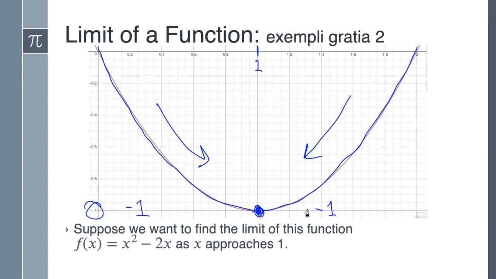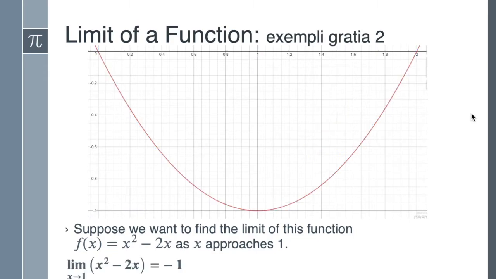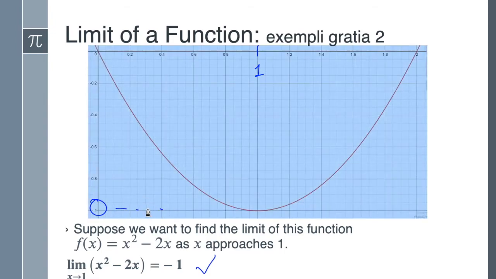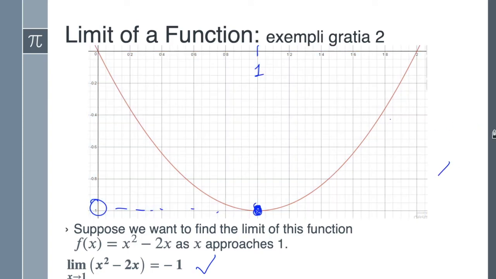So therefore, by the visuals on the graph, we can say that the limit of x squared minus 2x as x approaches 1 on the x-axis is -1. Here you go. Okay. Moving on.